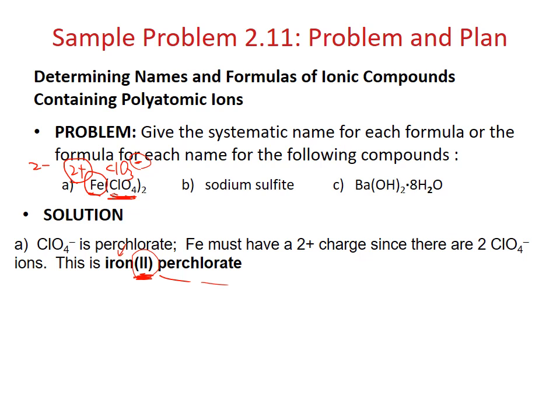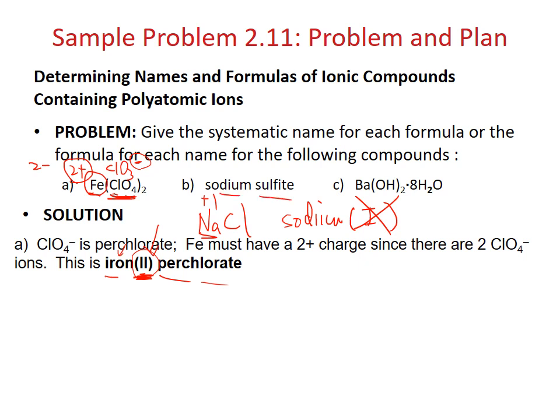If it's a fixed charge, for example sodium chloride, you don't say sodium 1, because the charge must be 1, it's group 1. Fixed charge, no variable charge, so don't use a Roman numeral. Only for variable charge: transition metals, or main group elements like tin and lead, those are variable charge. You need a Roman numeral to specify the charge. That's part A. Now let's look at B.